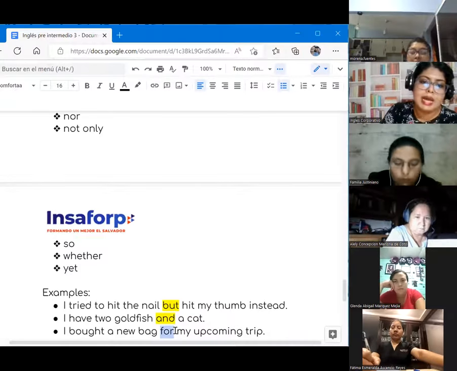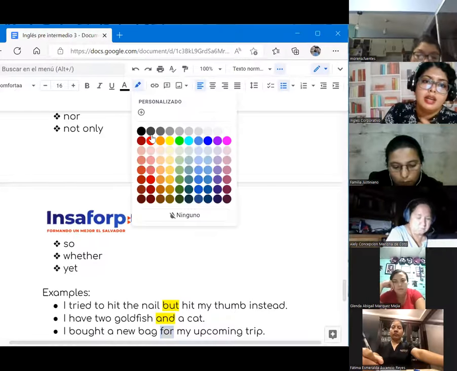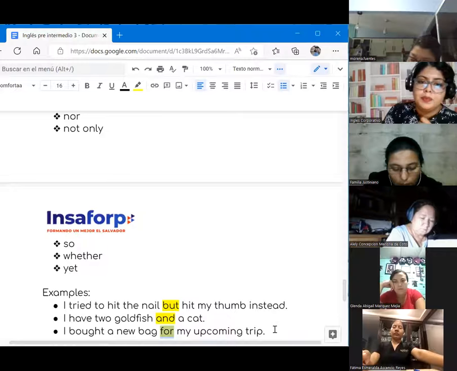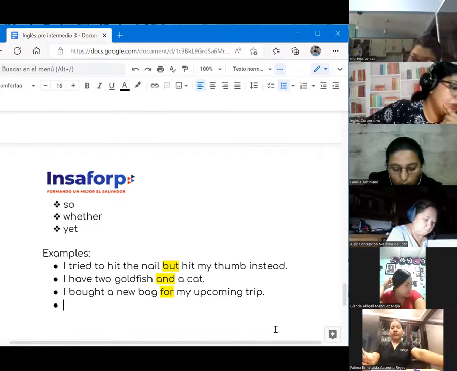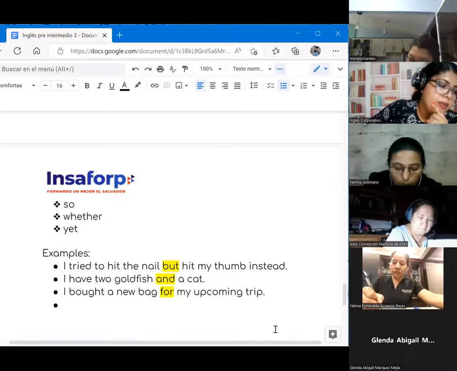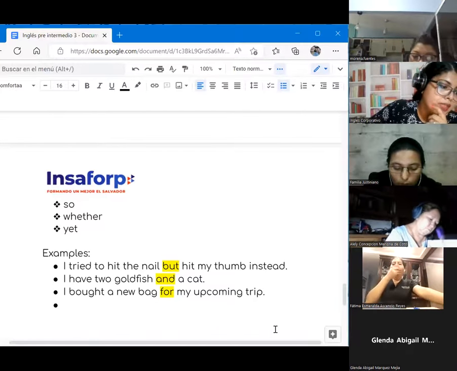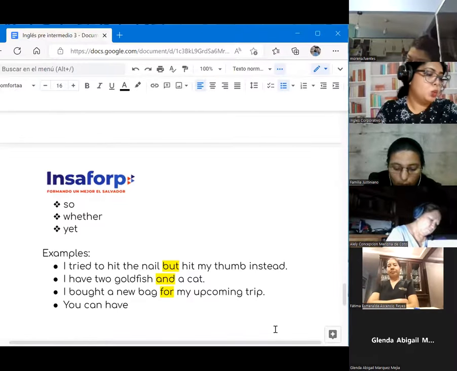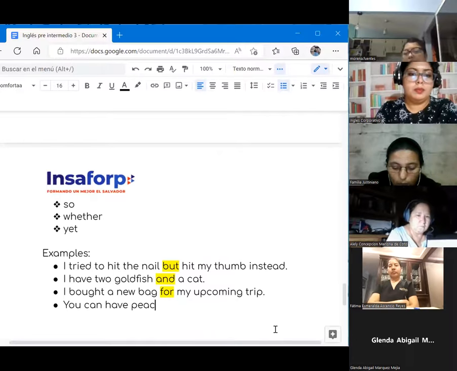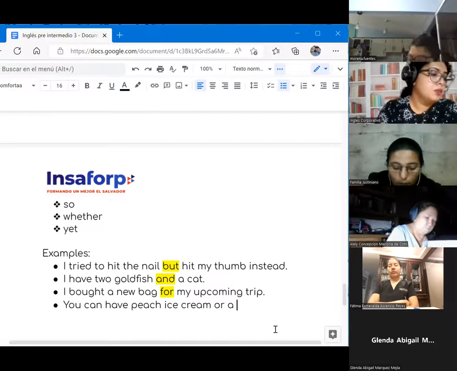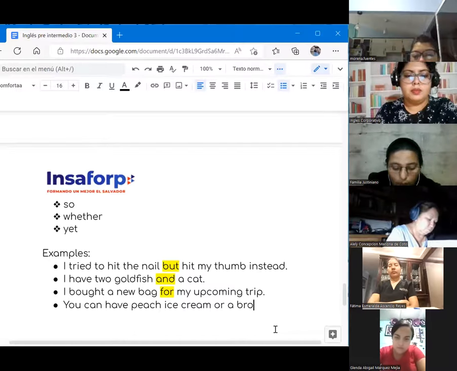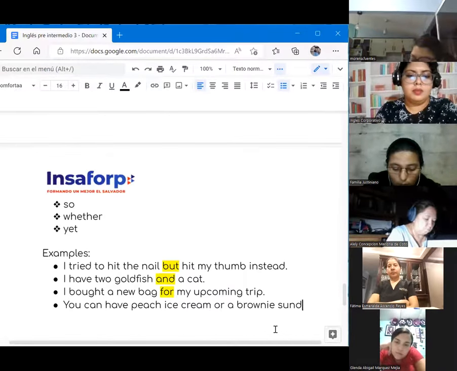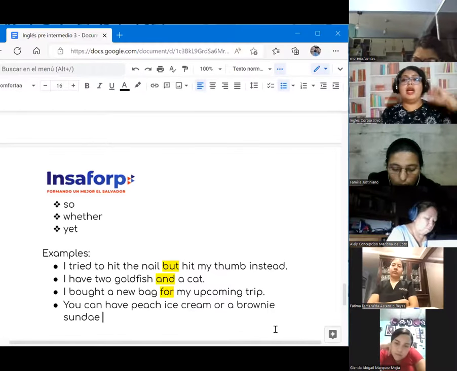I bought a new bag for my upcoming trip. Four. Then we have, you can have peach ice cream or a brownie sundae. In this case is when we have two options.